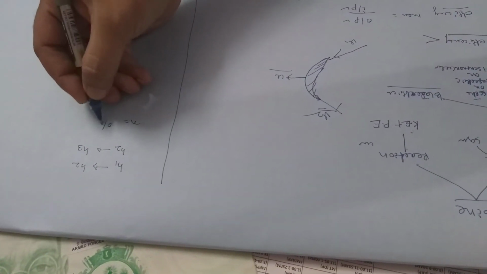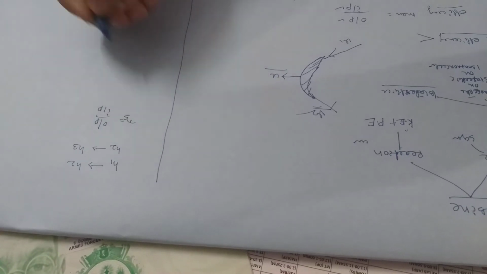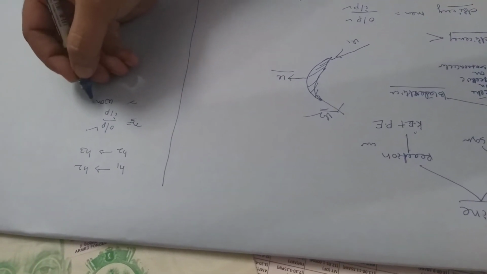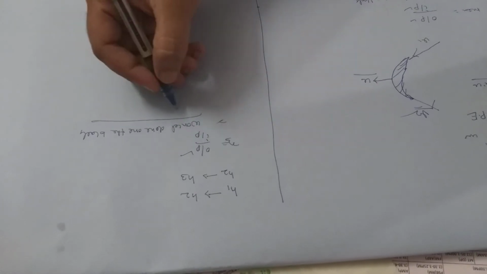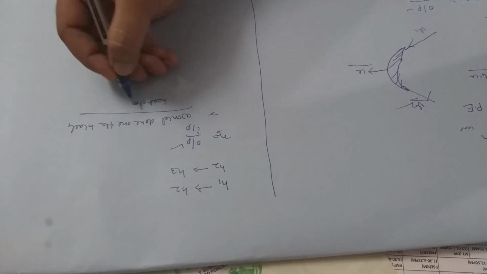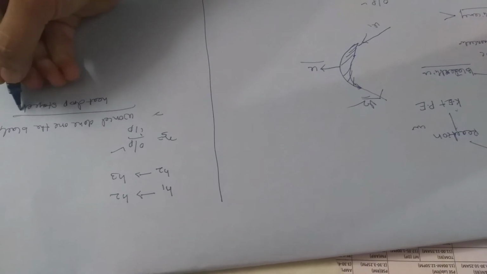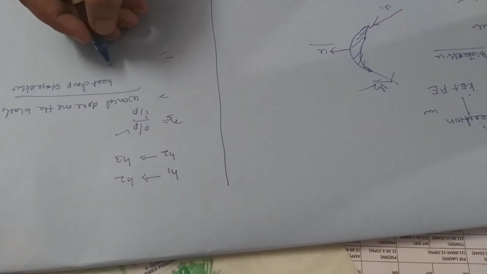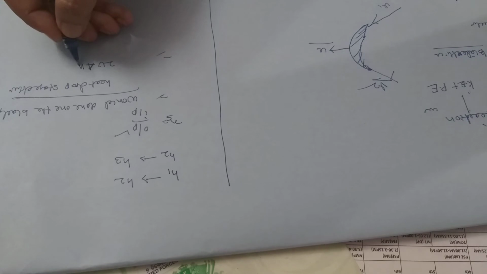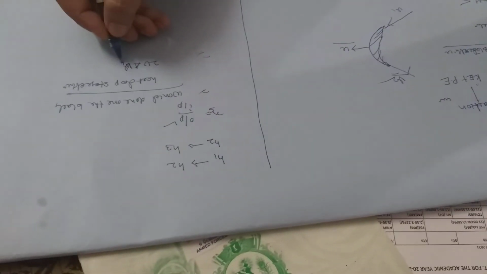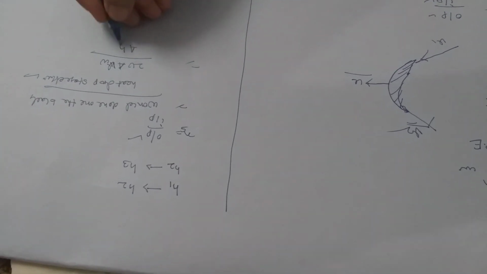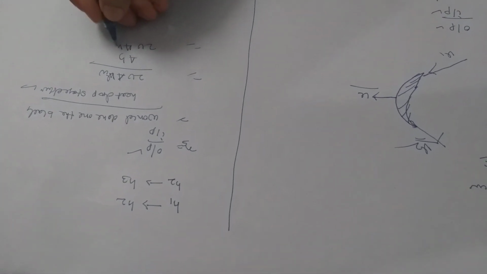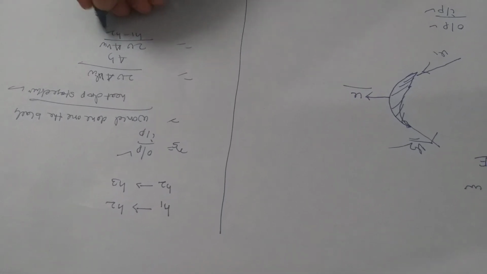Efficiency means output by input. If you consider the stage efficiency, then output is the work done on the blade, and input is the heat drop on the stage. So you can write the work done on the blade as 2U del VW, where VW is the velocity of the wheel, divided by the heat drop del H, which is also 2U del VW by H1 minus H2 for a single stage.